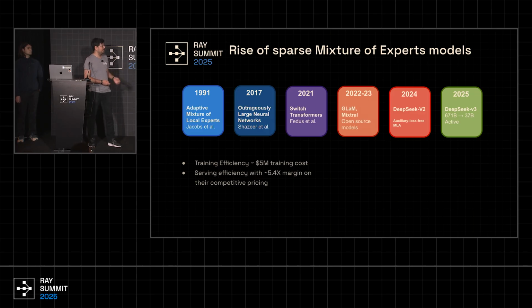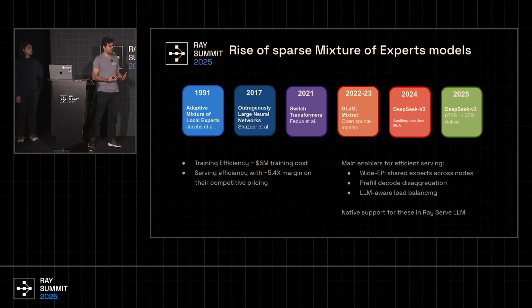So today we're going to be focused on serving efficiency for this talk. In particular, there are three main enablers that we're going to talk about, and how we're going to do them in Ray Serve. There's one, wide expert parallelism, which means distributing experts across many nodes; prefill decode disaggregation; and LLM-aware request routing or load balancing. All of these key ingredients are supported in Ray Serve LLM today, and are modular in a way that you can compose them with each other to make this serving pattern happen.